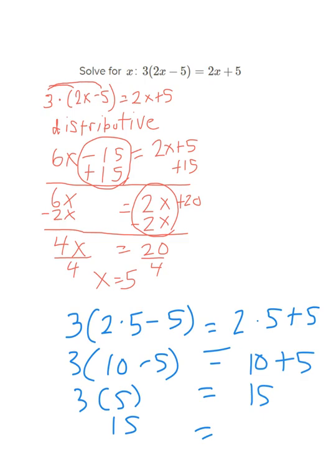So look at this. When I put 5 in for x, both sides are equal to the same number, 15. The only number that will do this for the equation is 5. So that's what we mean when we say that 5 is the solution. It's the only number that you can put into the equation that will make the equation true. Any other number won't work.